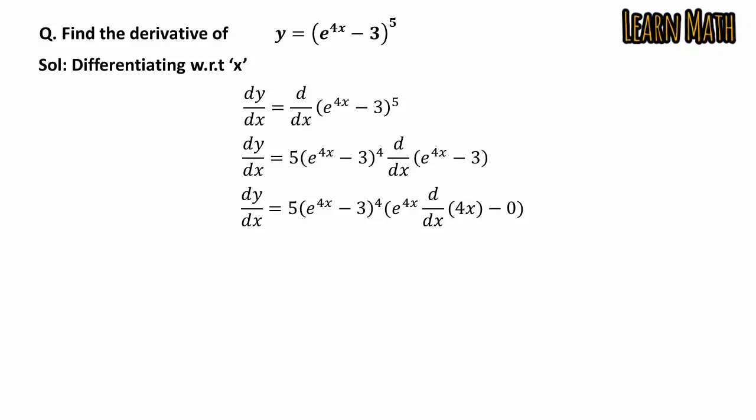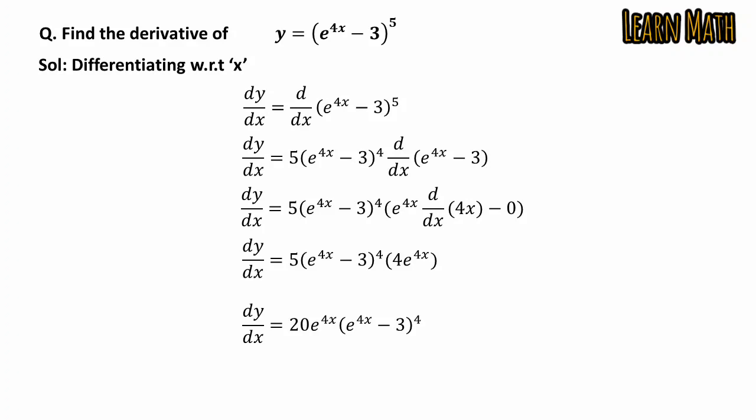Now take the derivative separately. So e^(4x) derivative is e^(4x), and take again the derivative of the function, which is 4x, minus the derivative of 3, which is a constant number, equal to 0. So dy/dx is equal to 5 (e^(4x) − 3)^4 as it is, e^(4x), the derivative of 4x, which is 4, and the derivative of a constant number, which is 0. Now simplifying, dy/dx is equal to 20 e^(4x) (e^(4x) − 3)^4.